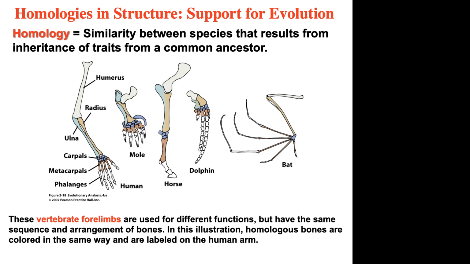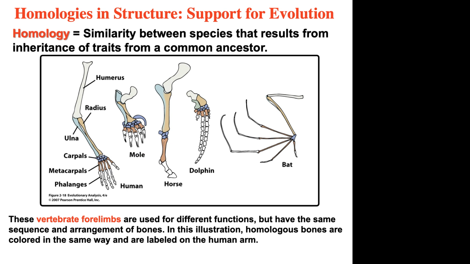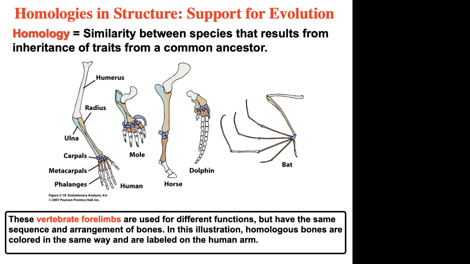So one example is looking at comparative anatomy. If you label each of the bones in the human arm and hand, you can find those same bones in the mole, although arranged differently in different sizes, in the horse, in a dolphin, and in a bat. So this indicates that these structures have been in these organisms for millions of years, but they've elaborated in different ways in those different organisms.